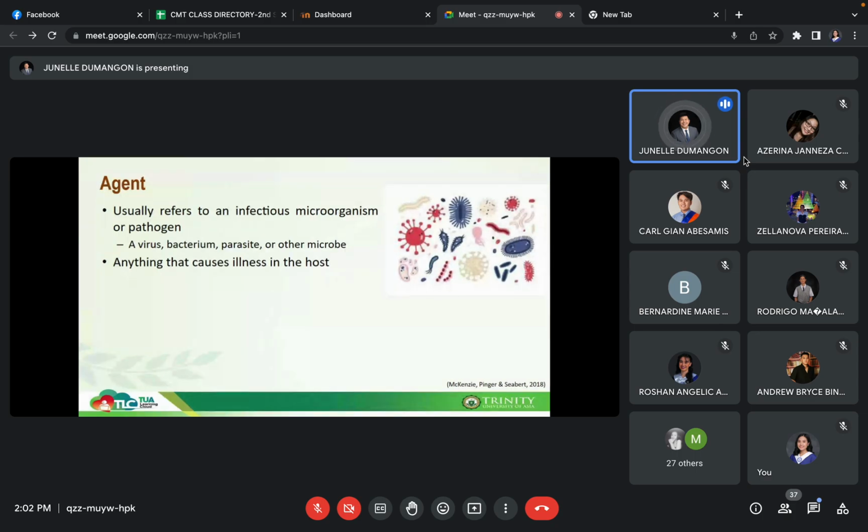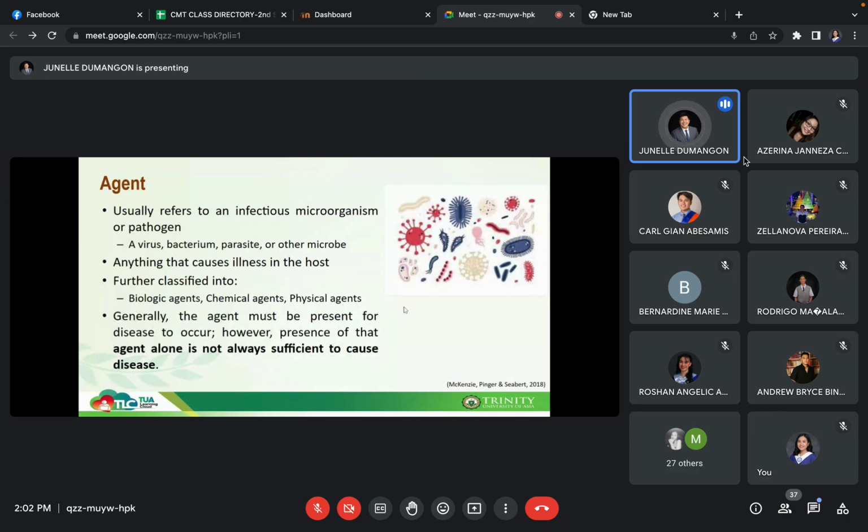Now, agent can also be anything that cause illness to the host. So, hindi necessary na microorganism. Pwedeng, yes, biologic agents such as microorganisms, but it can also be chemical agents. Diba? There are chemicals which can cause diseases if you get exposed to it. It can also be physical agents, diba? Such as accidents. Ayan, diba? So generally, the agent must be present for a disease to occur or for an injury to occur.